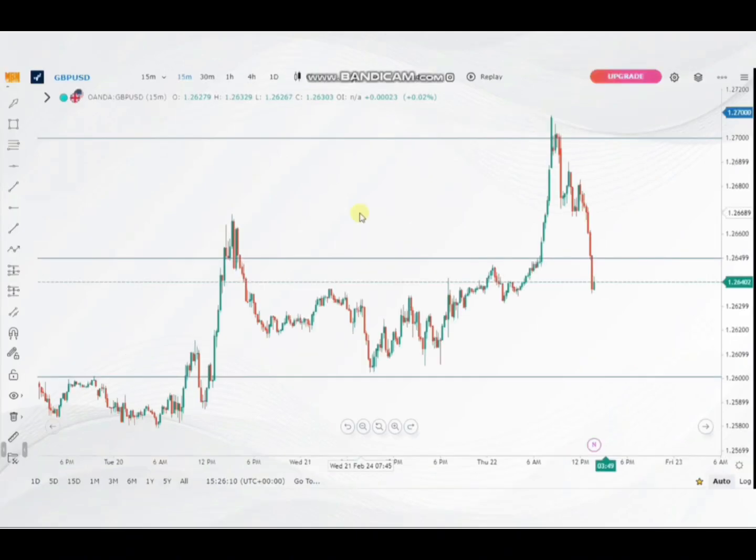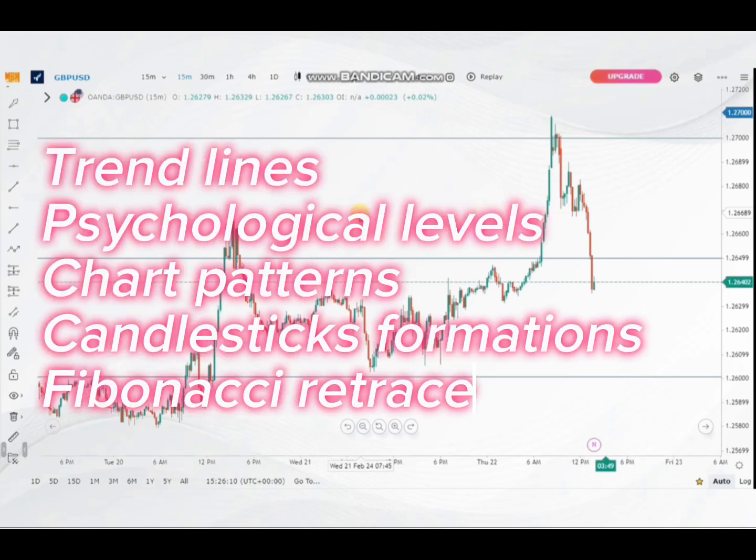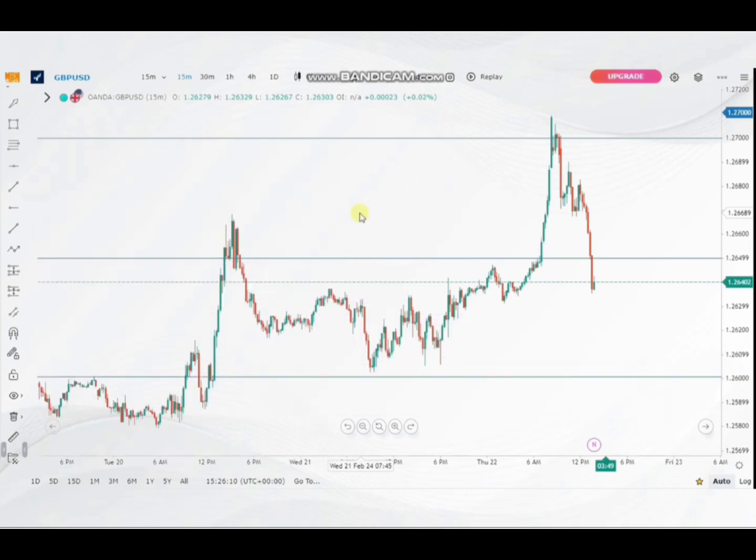Okay, so brothers and sisters in the Lord, we are on gocharting.com, and this is GBP USD. We're on the 15 minutes time frame, and as I said, my method of trading is by using trend lines, psychological levels, chart patterns, candlestick formations, and Fibonacci retracement. I have to see at least 2 or 3 confirmations before I take a position, and I'll be using my long position tool for the buys and my short position tool for sales.